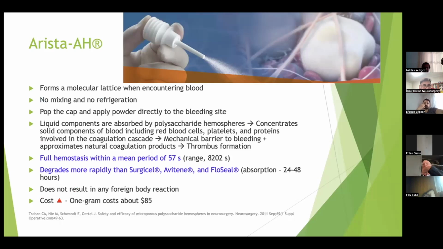And it degrades more rapidly than Surgicel, Avitene, and Floseal, and gets absorbed in 24 to 48 hours without resulting in any foreign body reaction. But the problem is cost. 1 gram of Arista costs around $85 US dollars.